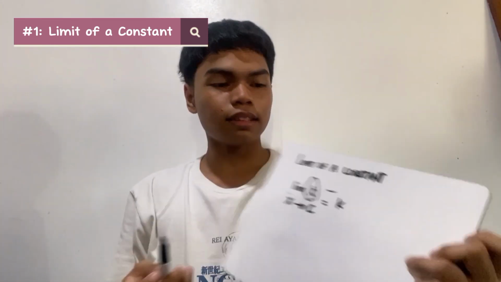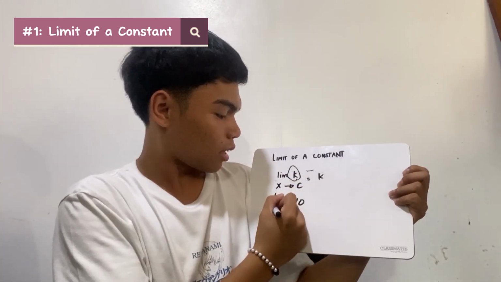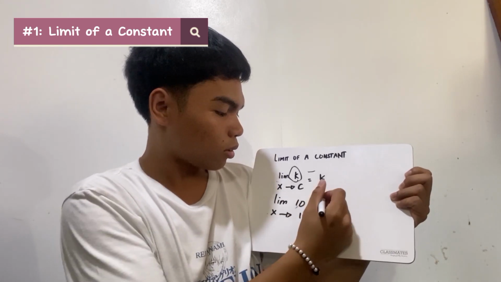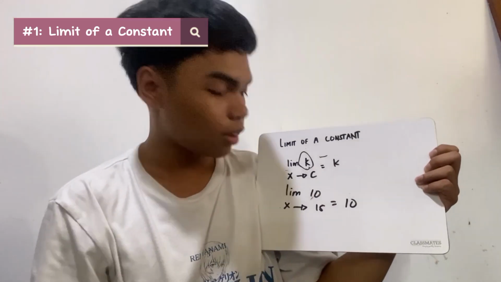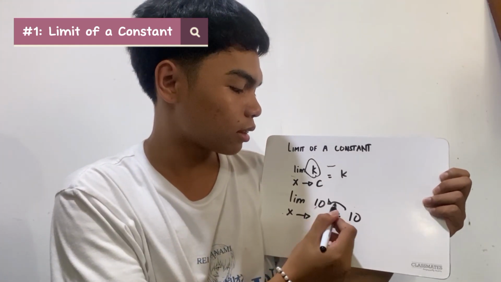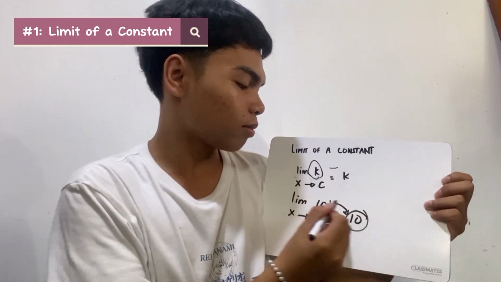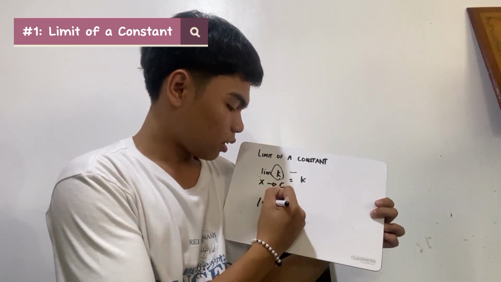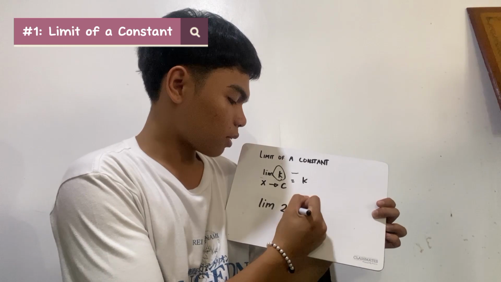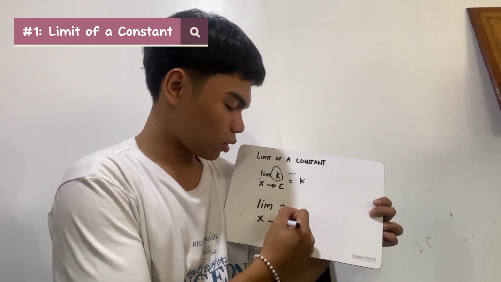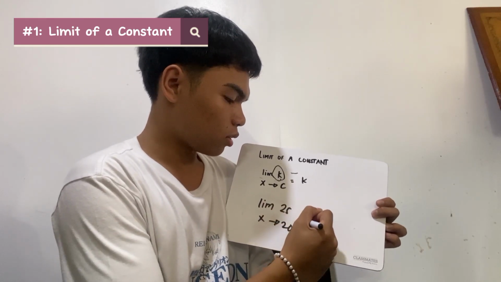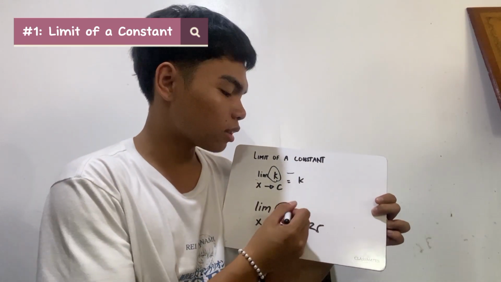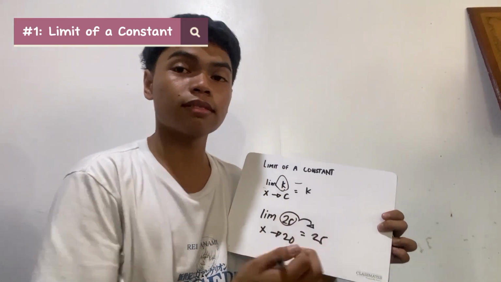natin. Example, limit of 10 as x approaches to 15 is equal to 10. Kita natin dito na kung ano lang yung nasa taas, ayun lang magiging sagot natin. Isa pang example natin ay limit of 25 as x approaches to 20 is equal to 25. Laging ganun lang guys, kung ano yung makikita natin sa taas, yun lang laging sagot natin.